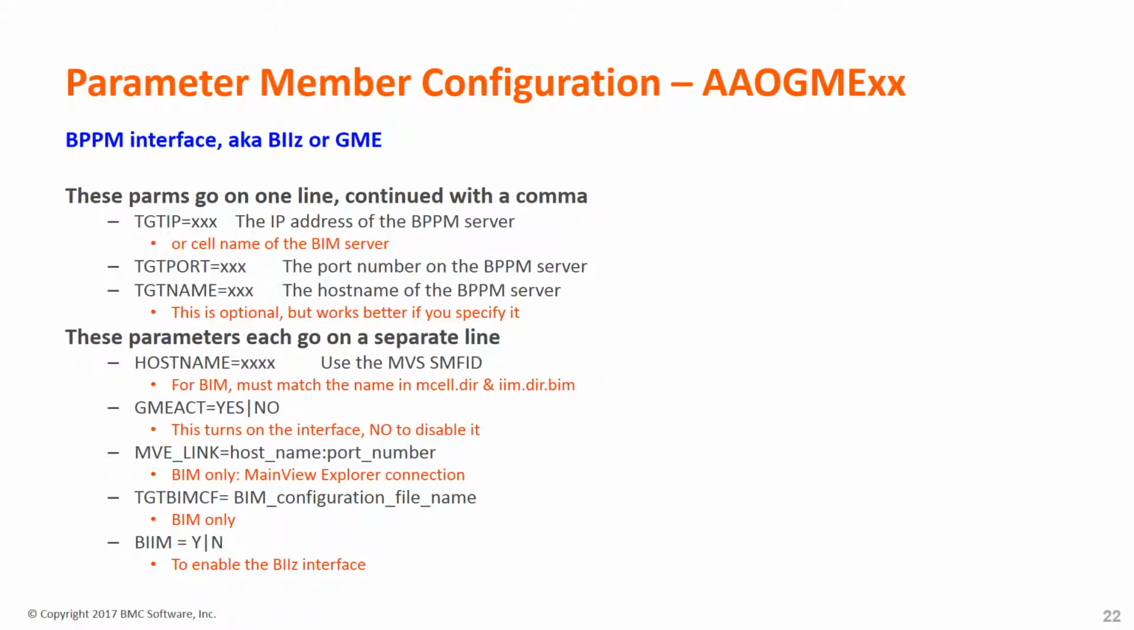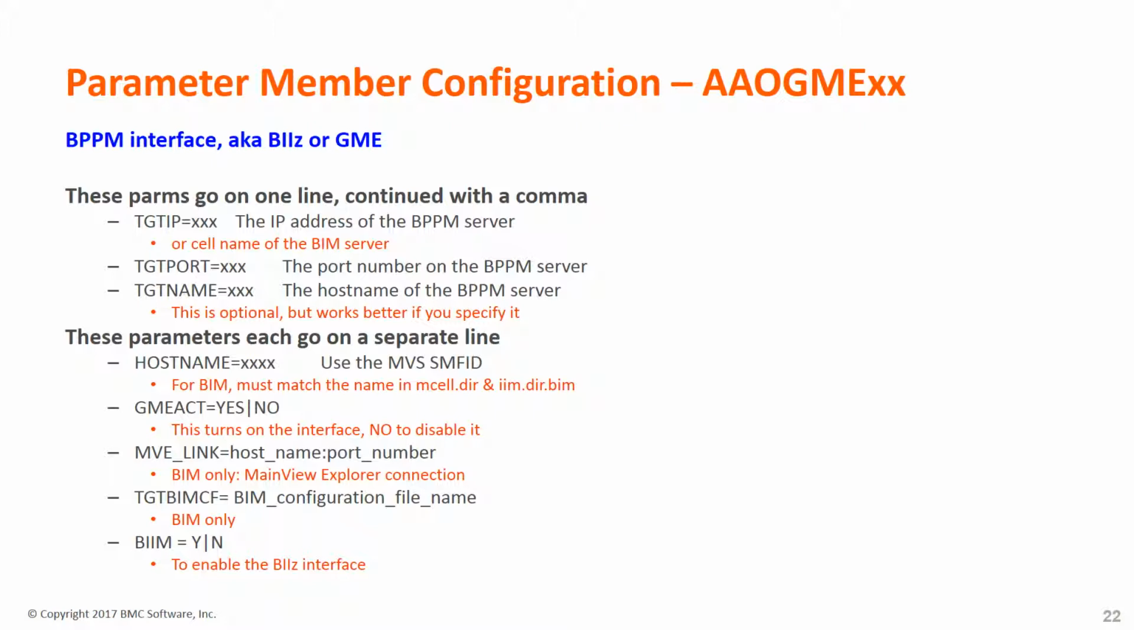UBBPARM member AAOGME contains parameters related to AutoOPERATOR's ability to send events off platform. The first set of parameters we'll need are for the BPPM server. We'll need the IP address, the port number, and the host name of that server. And then we'll need some additional parameters. We'll need the host name of the MVS system.